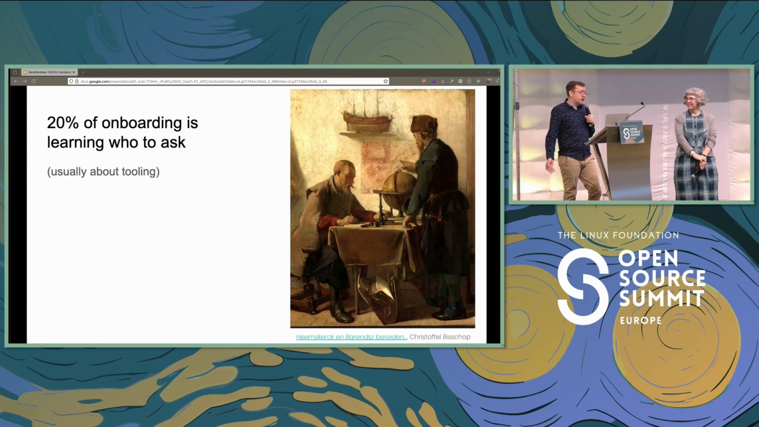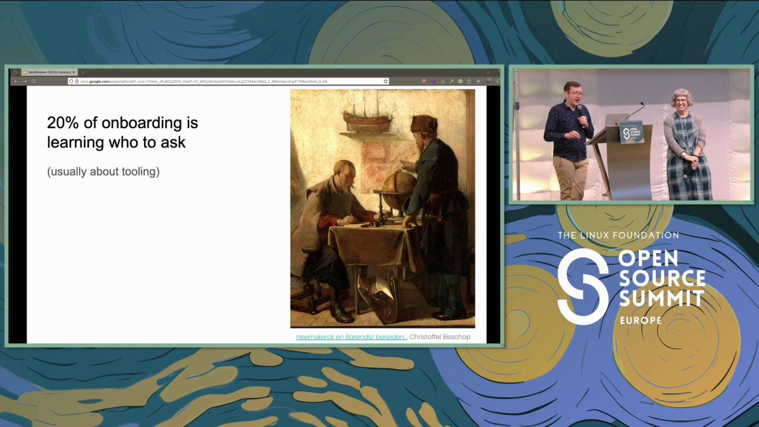The other 20% of onboarding is learning who to ask, usually about tooling. For larger projects and ecosystems of projects, there's often a formal organization. There's nominally, all right, this person's in charge of that and knows about this other thing. And then there's the actual informal flow of information within your project. And docs contributors live by that informal network. And so the faster you can bring someone into that world, the sooner they're going to be able to produce high quality documentation. A good way to bootstrap this is with a binary tree.